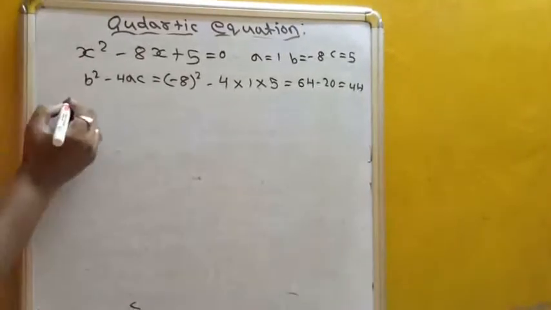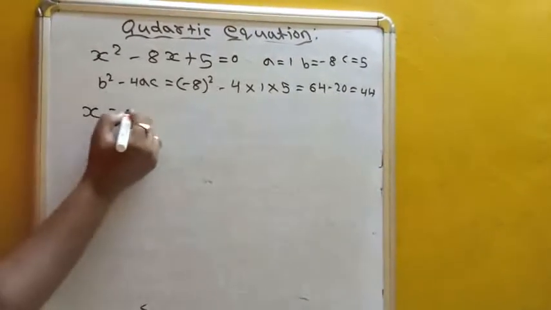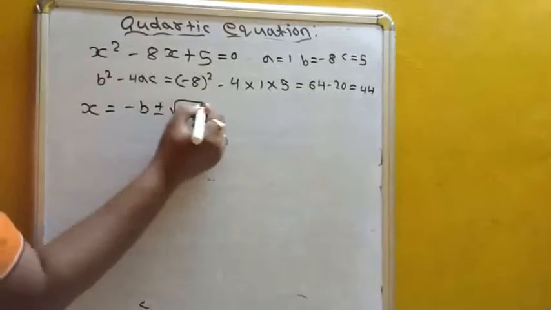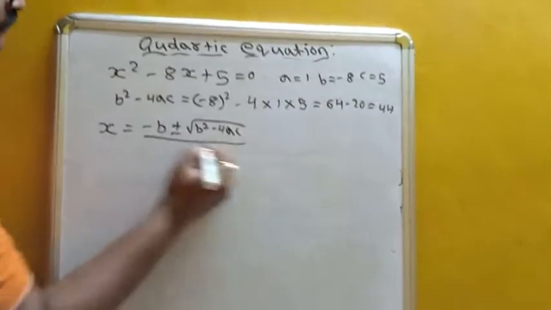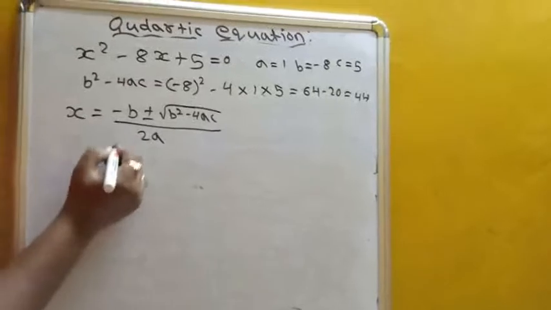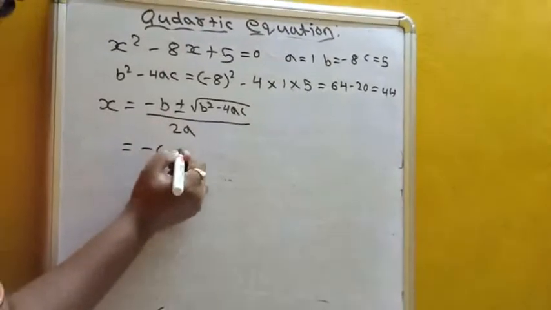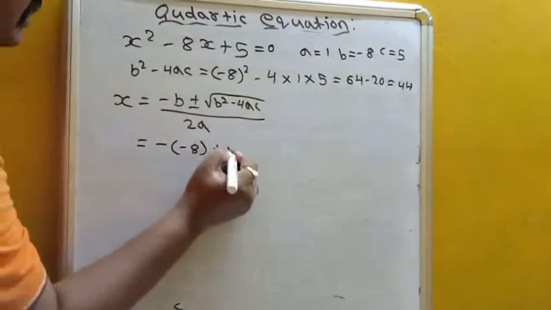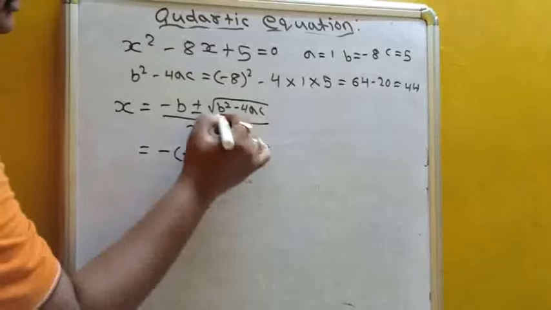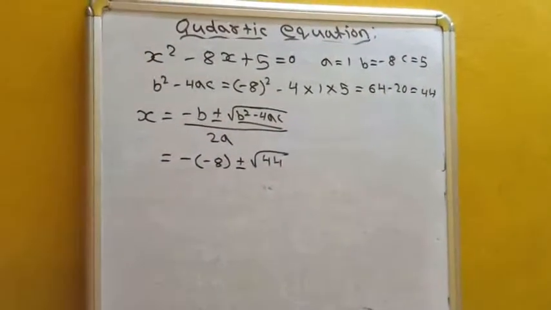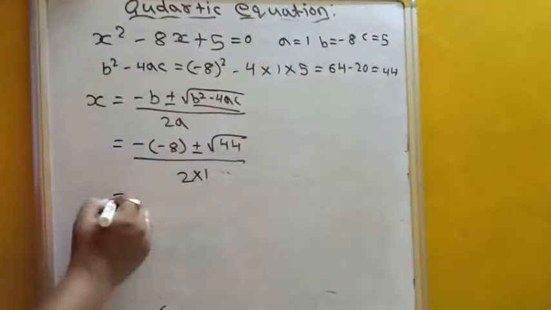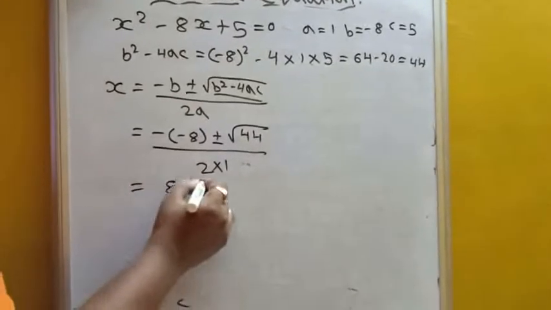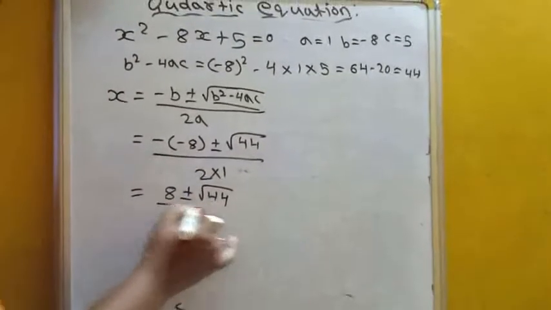So here what I have written: x equals, you know that, minus b plus or minus square root of b square minus 4ac divided by 2a. So minus b means minus of minus 8, plus or minus square root of 44, because I got the answer for b square minus 4ac, divided by 2 into 1. So 8 plus or minus square root of 44 divided by 2.